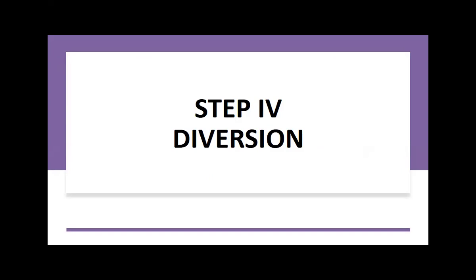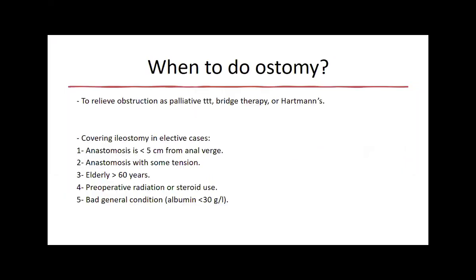So step 4, diversion. When to do a stoma? You can do a stoma as palliative treatment because you have obstruction or fistula. As bridge therapy, I will do diversion and then I will give radiotherapy or chemotherapy and then I will do interval surgery. Or what we call Hartmann. So you have done the resection, but you didn't do an anastomosis because there is sepsis or high risk of leak.